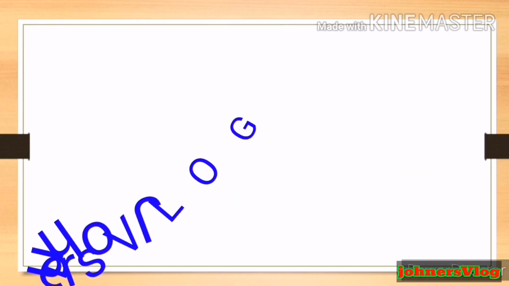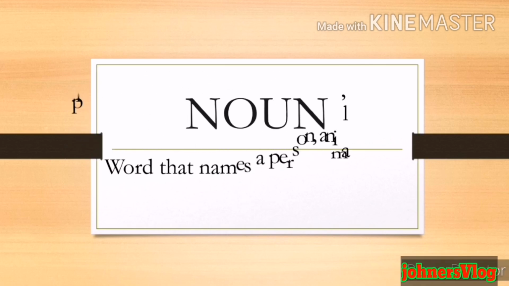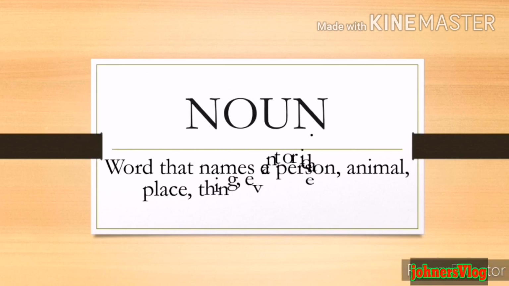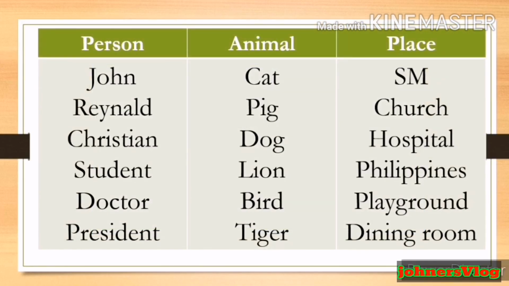Today's topic is all about nouns. A noun is a word that names a person, animal, place, thing, event, or idea. For example, names of persons: John, Reynald, Christian, student, doctor, president.